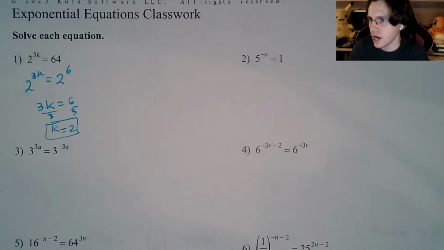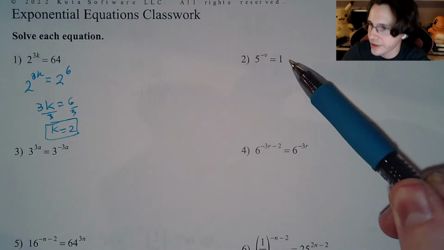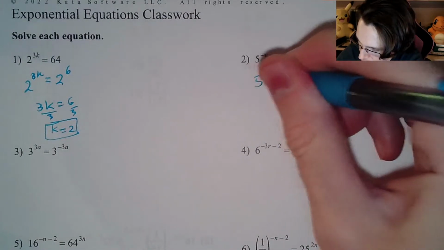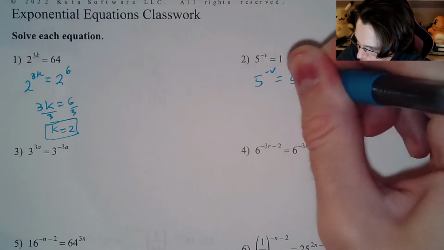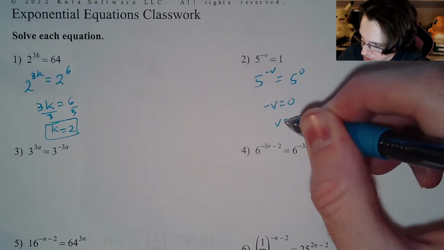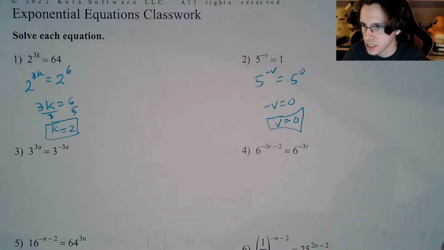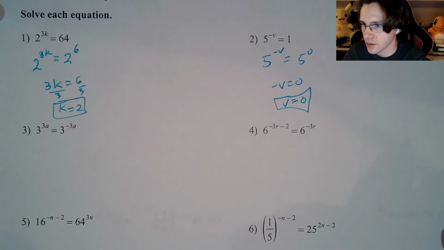Easy enough. All right, number 2. This one tricks people up because they don't know what to do, but they forget that anything to the 0 power is 1. So we may rewrite this as negative v is equal to 5 to the 0. Or in other words, negative v equals 0, or just v equals 0. Easy peasy. Continuing on. Here we go, number 3.